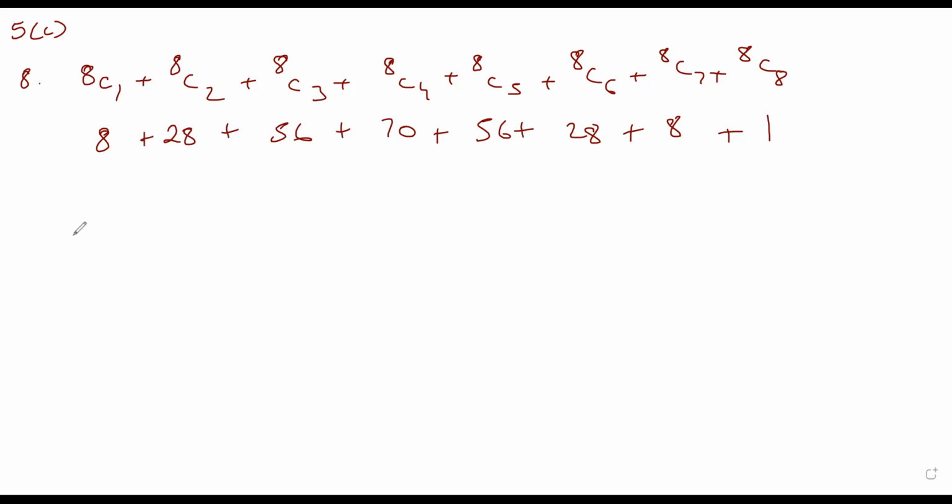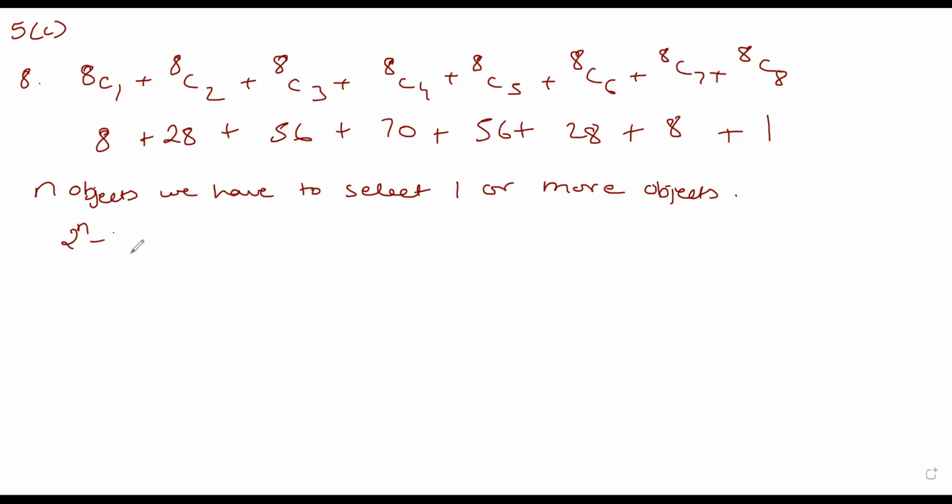And then we will add them and we'll get the answer. There is one more method using the property. The property is if out of n objects we have to select one or more objects, then it can be done in 2 raised to n minus 1, 2 raised to 8 minus 1. It's 256 minus 1, answer is 255. You can check, add this and see. If they both are same, it is the same method.